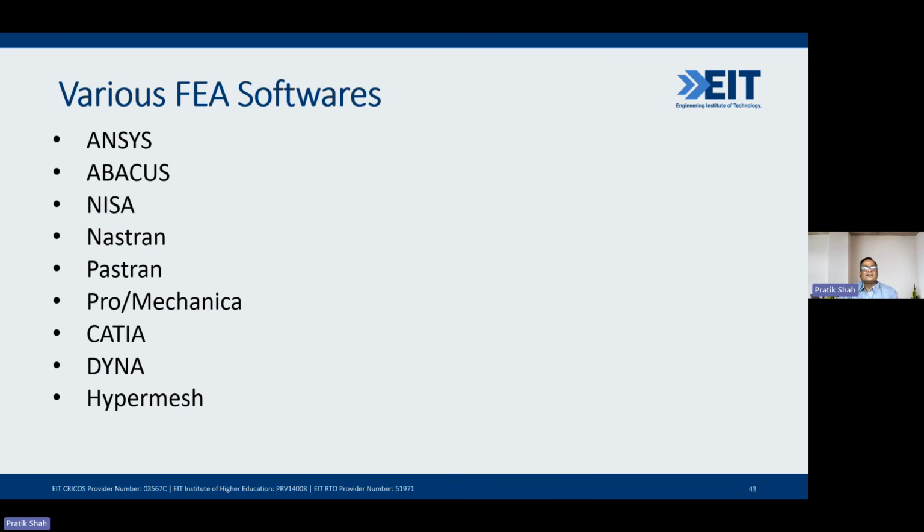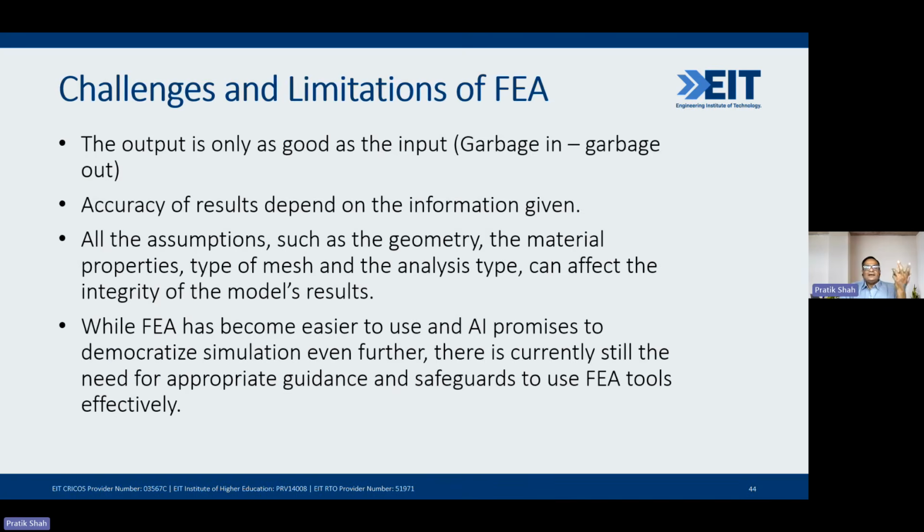Various softwares which are available in the market are ANSYS, Abaqus, Nastran, Pastran, Pro Mechanica, CATIA, Dyna, Hypermesh. I have listed these softwares because now companies have started giving the basic tools of FEA also. Basically, when CATIA was invented in the 1990s or Pro/E was invented in the 90s, they only came up with the basic modeling features. But in this competitive market, they now have started giving you the basic analysis tools also, that is the FEA tools. But still, there are many limitations and challenges when FEA is talked about.